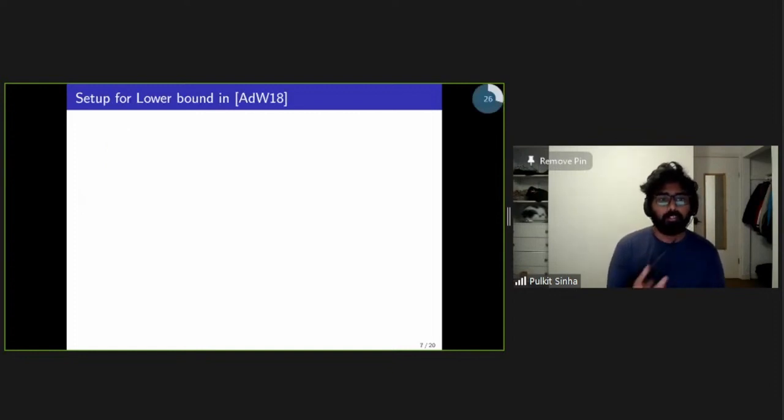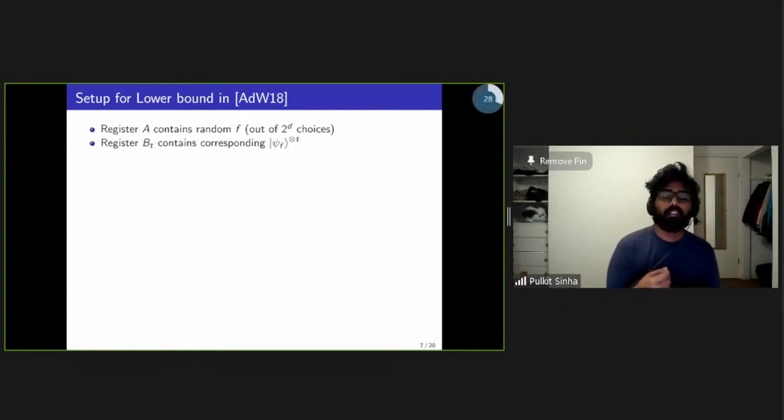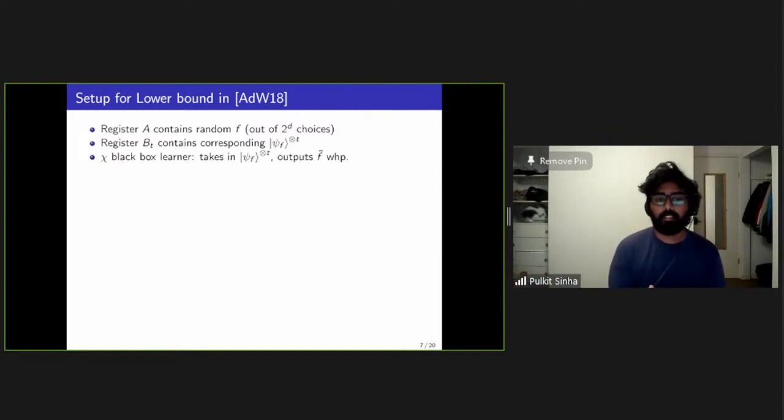Now I'll describe the setting of the information theoretic proof technique in Arunachalam and de Wolf's paper and see what went wrong there. First, they considered a classical register A containing a random f from the class of functions. Second, they considered a quantum register B^T, which contained the corresponding T quantum samples for the f in A. Note that this assumes a choice of a hidden underlying distribution, which they had made, so we won't go into that. Finally, they also assume the existence of a black box PAC learner, which takes in T quantum samples of f and outputs a hypothesis f tilde for f with high probability.